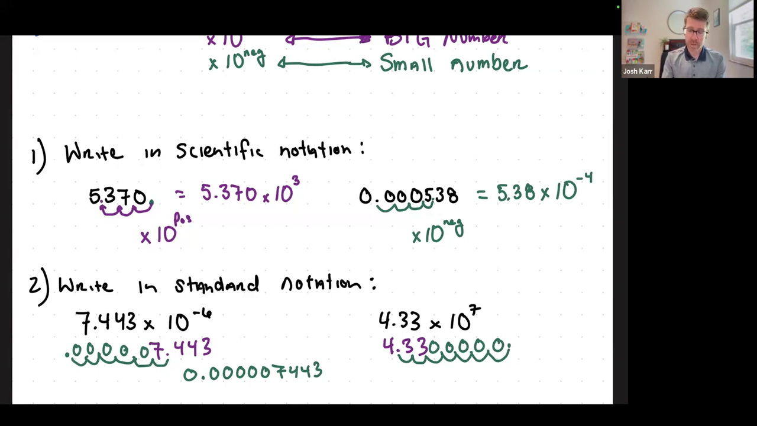In my final answer, do I need to write that decimal place? No. Just copy down however many zeros you need to. You can put commas there if you want. That's 43,300,000. All right. Make sure you go to your ALEKS and practice this.